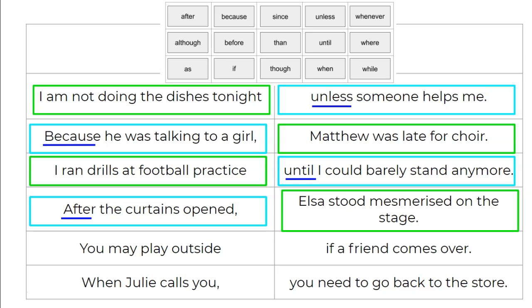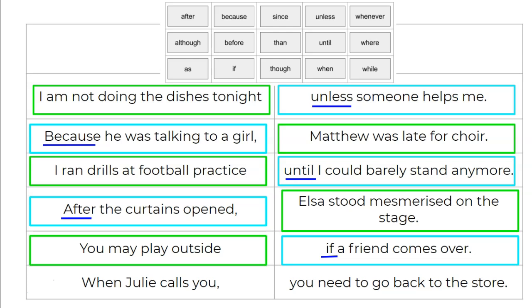Okay, here are our last two sentences. You may play outside if a friend comes over. Again, we're going to look for the subordinating conjunction in these. If. So if is a subordinating conjunction, so that means that if a friend comes over is a dependent clause. Go ahead and put a D under that one. You may play outside is the independent clause. Very good.